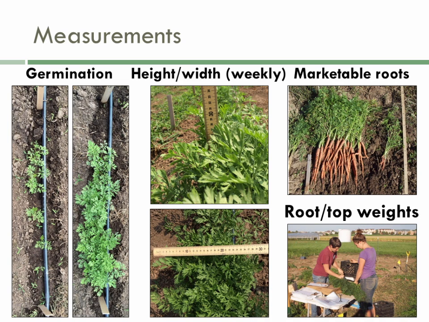Some of the measurements I took included germination percentage, height and width measurements of the canopy, 3 measurements per plot weekly, and the number of marketable roots, which I just defined as above a certain size threshold, so anything that was clearly immature was not included in that measurement. And root and top weights, so fresh and dry weights.